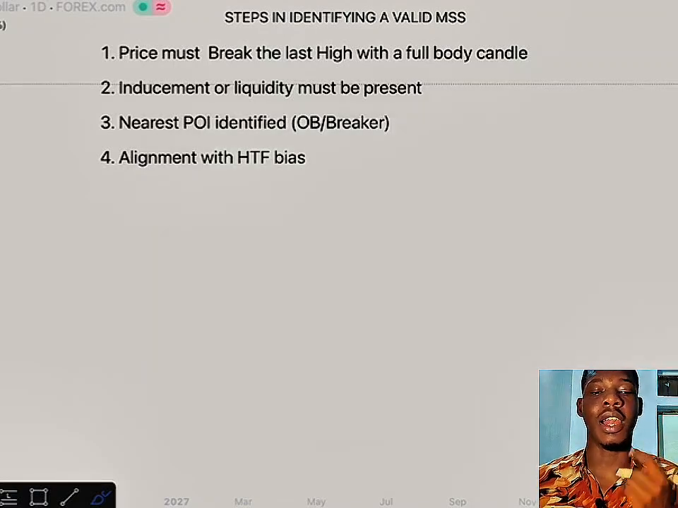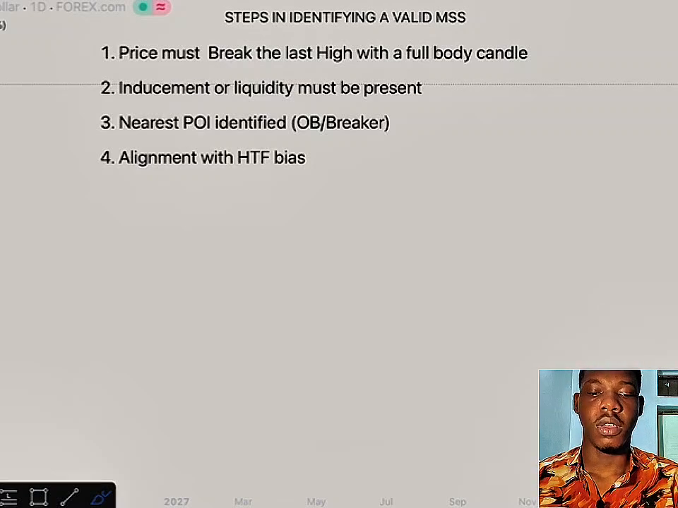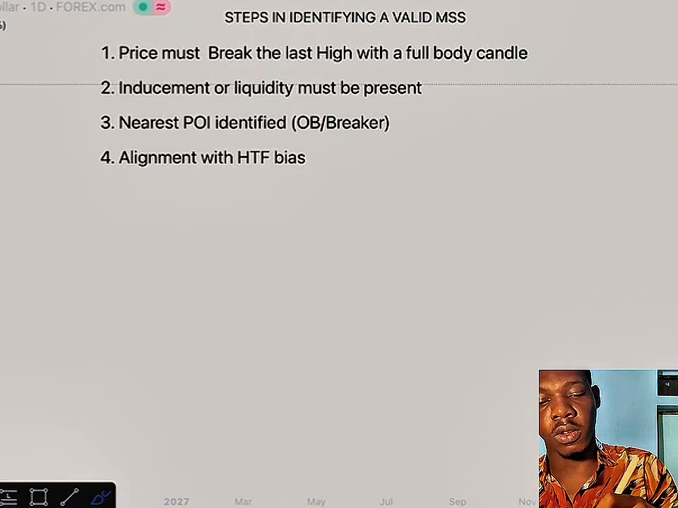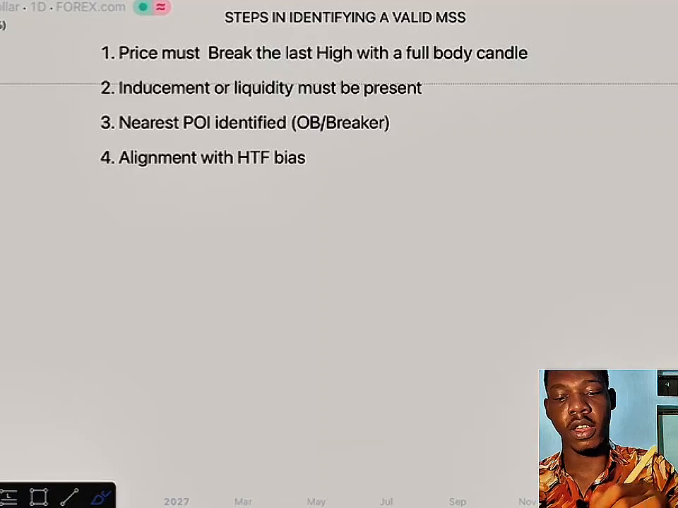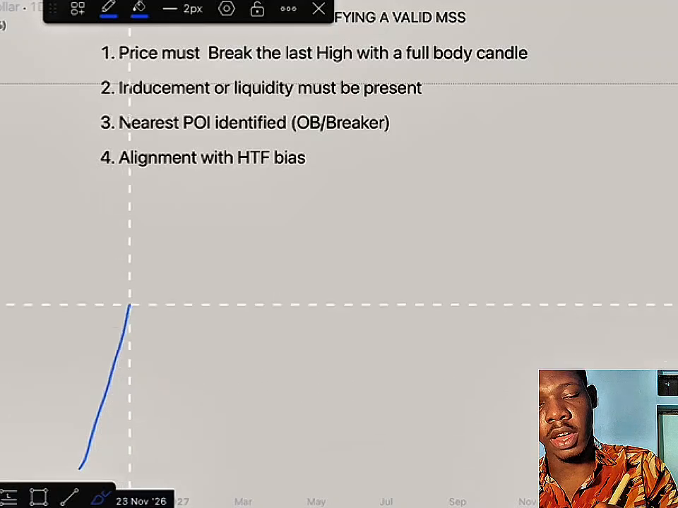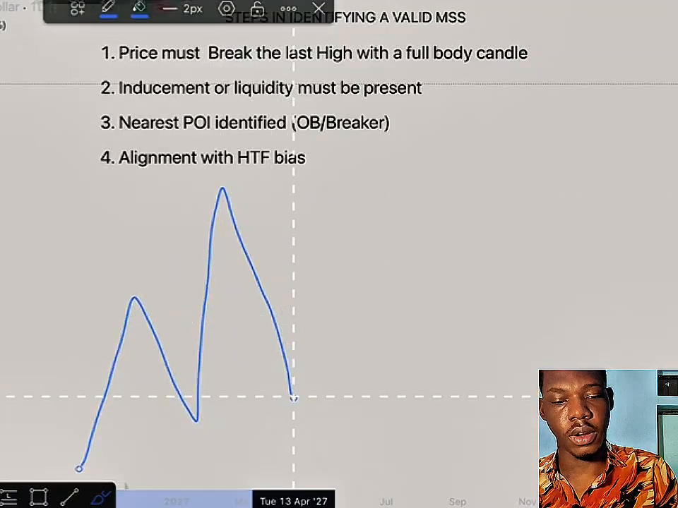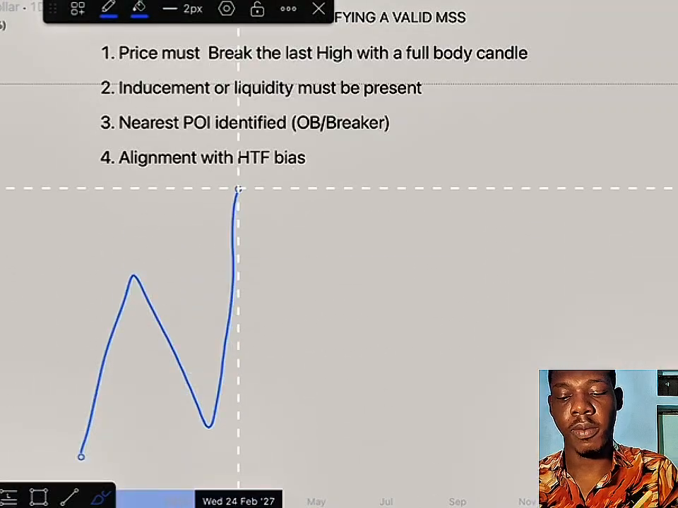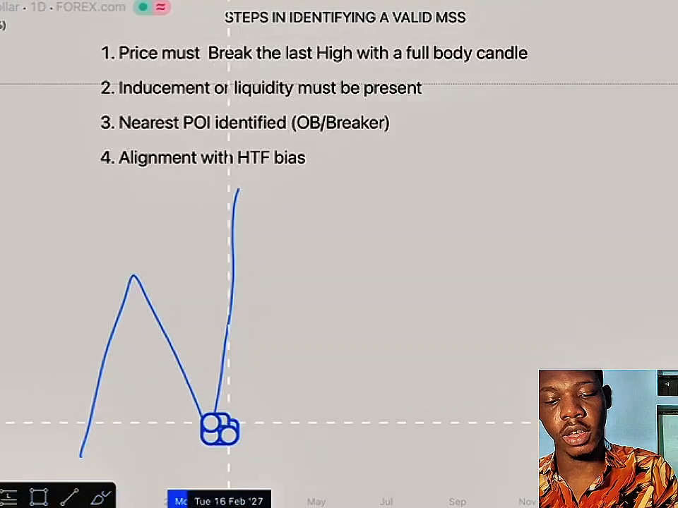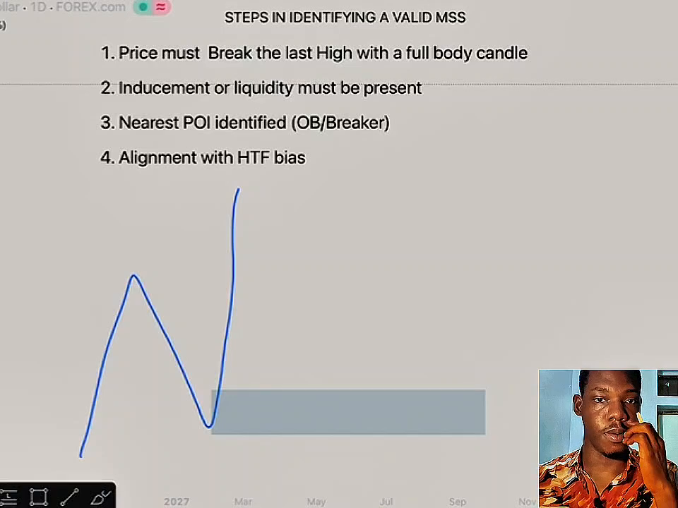And lastly, it must align with the higher time frame. So let's say, for example, on the higher time frame, we are bullish, so we're expecting that price should buy. It's higher highs, higher lows, higher high right here, and you're expecting that price should pull back to this level right here. So let's say this is the area I'm expecting that price should buy from.